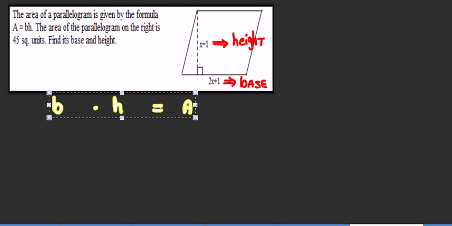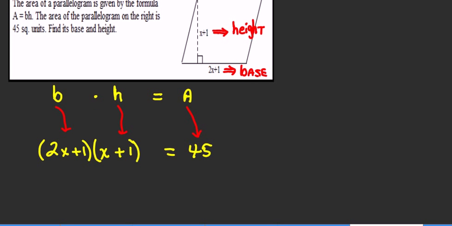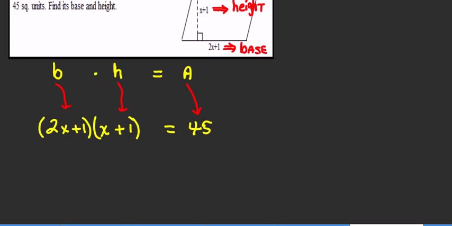Well, we'll take advantage of the formula base times height is equal to area, and we'll plug in the things that we are given for the base, the height, and the area. And so we take the base, which was 2x plus 1, times the height, which is x plus 1, is equal to the area, which is given here as 45. So now we just have to figure out how to solve that equation.